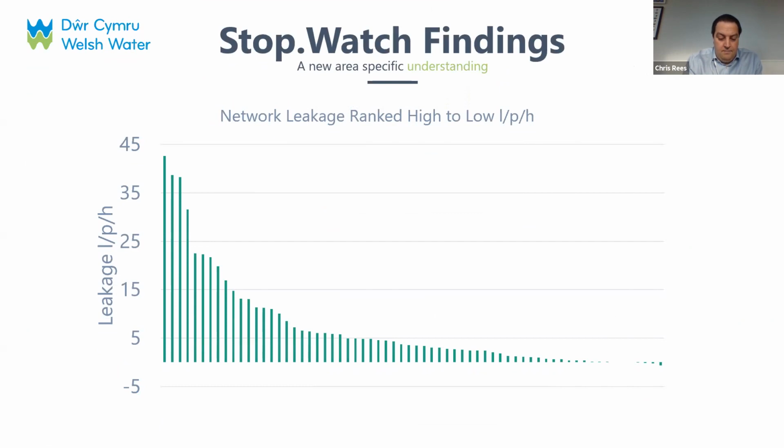So this graph is of network leakage and increasing our understanding of that. This is all areas where we've deployed the stopwatch across Welsh Water, and it is really indicative of how a flat night use assessment probably isn't correct, because there's such a big span of consumption and background leakage. So it really has given us a granular level of detail to know what intervention to use in which DMA.